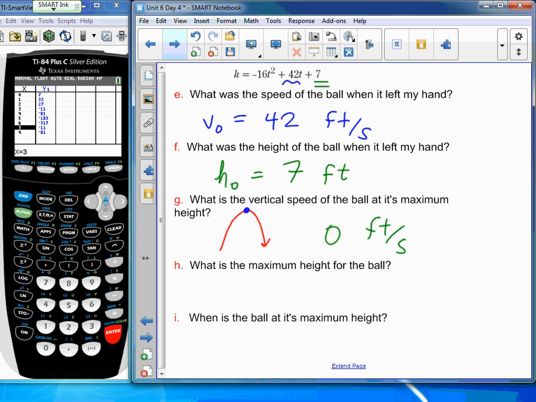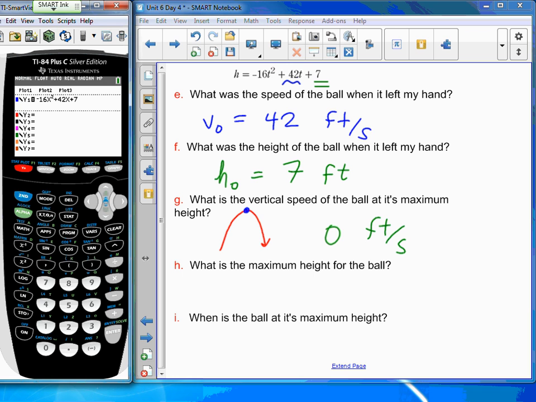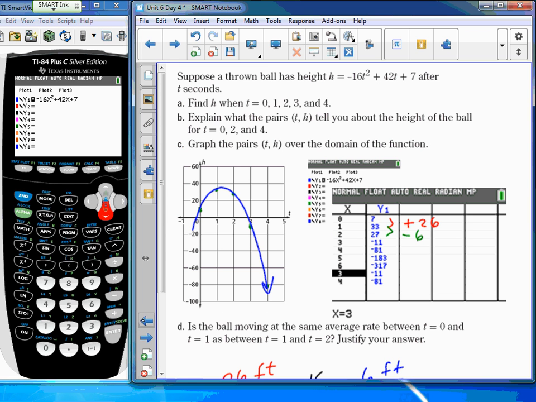H, what's the maximum height for the ball? In order to do this, we'll use our graphing calculator. To find the maximum height, we're going to figure out the height h, that's the y-coordinate of my function when it's at its maximum. So what can we do? Well, we're going to graphically determine that. What was our window given? It went -1 to 5, and it went -100 to 60.